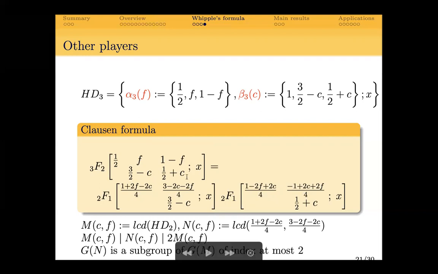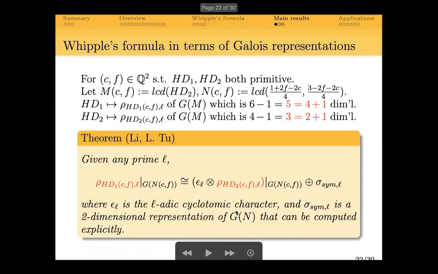Right. So basically, I will need this formula so that I see the parameters get a little bit more complicated when I get to the main theorem. All right. So there is an additional intermediate player you don't see on the surface of the formulation. But here is our theorem, Whipple's formula in terms of Galois representation.